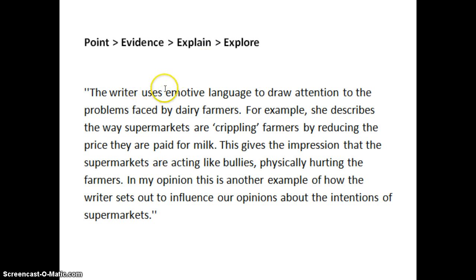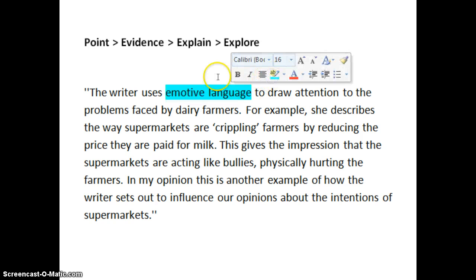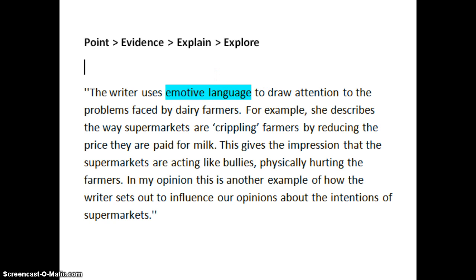We could see that in the first sentence the writer uses emotive language to draw attention to the problems faced by the dairy farmers. The student has identified a particular language device, which is the use of emotive language, which is not objective language, it's language that conveys a particular view on the action or carries some emotional weight of some sort. So it's not objective, it's emotive language. So the first sentence then is used to make the point.